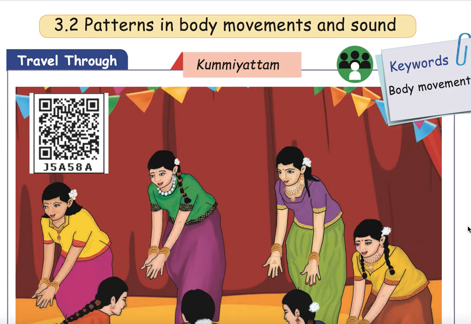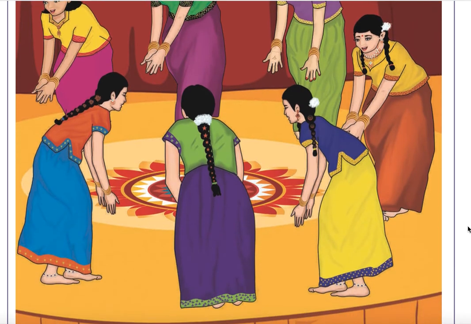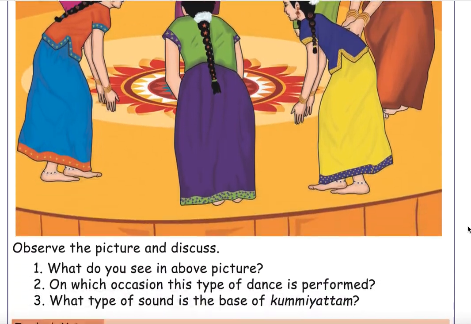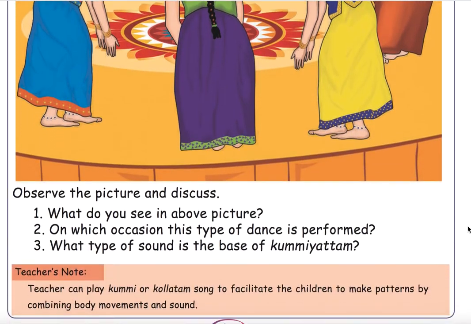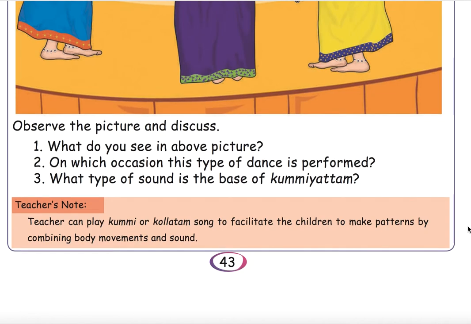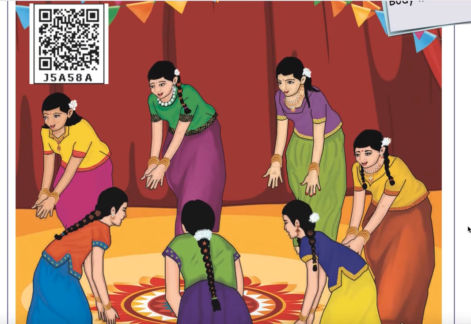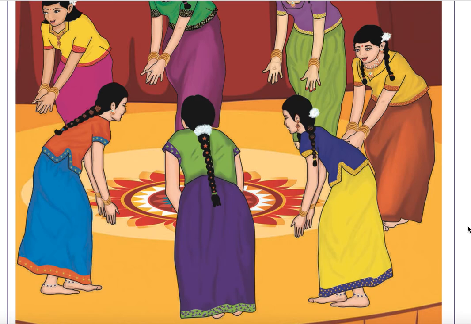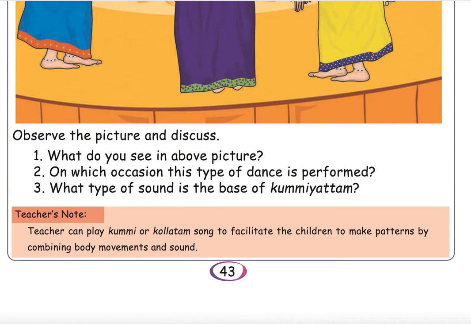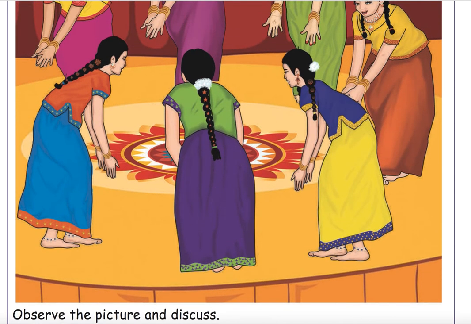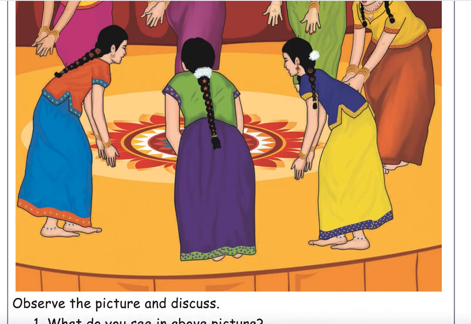What is kumiyattam? Keywords are body movements. We'll see kumiyattam. Observe the picture and discuss what you see in the picture. They were dancing. On which occasion is this type of dance performed? What type of sound is the base of kumiyattam? That is clap, clap, clap, clap. Right.